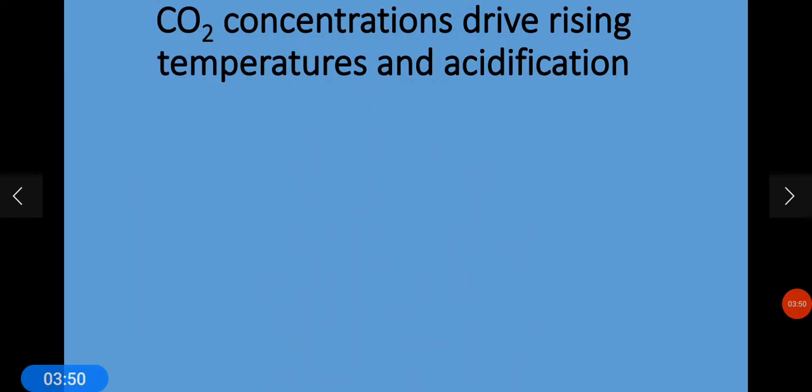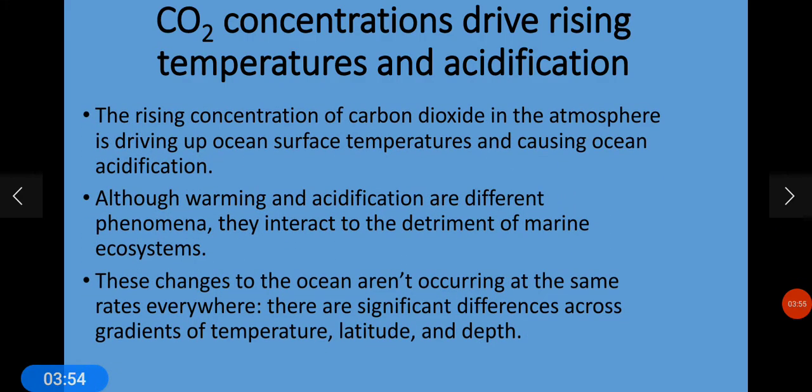Carbon dioxide concentrations drive rising temperature and acidification. The rising concentration of carbon dioxide in the atmosphere is driving up ocean surface temperatures and causing ocean acidification. Although warming and acidification are different phenomena, they interact to the detriment of marine ecosystems. These changes to the ocean aren't occurring at the same rates everywhere. There are significant differences across gradients of temperature, latitude, and depth.